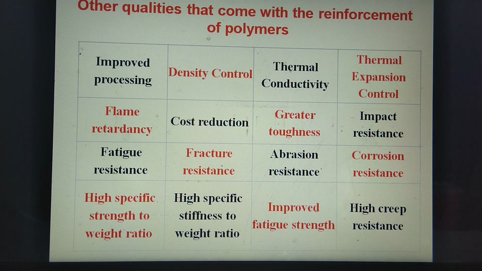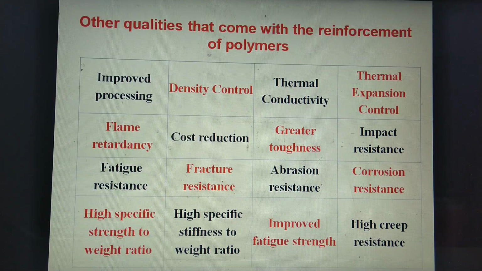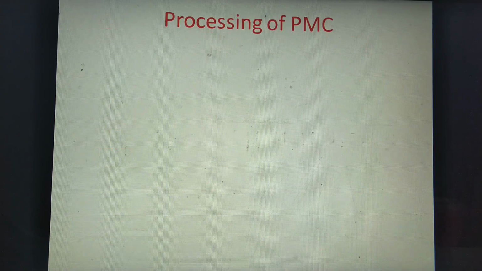Now, this slide shows you the other qualities that come with the reinforcement of the polymers: improved processing, density control, and then controlled thermal conductivity, thermal expansion control, flame retardancy, low cost, greater toughness, impact resistance, fatigue resistance, fracture resistance, abrasion resistance, corrosion resistance, high specific strength to weight ratio, and also high specific stiffness to weight ratio, where the fatigue strength is improved and also they possess very high creep resistance.